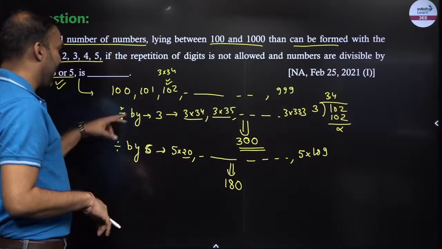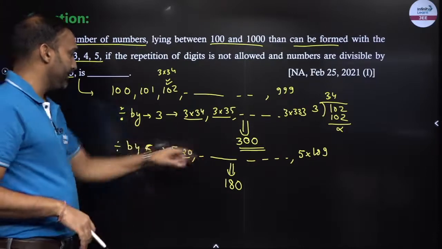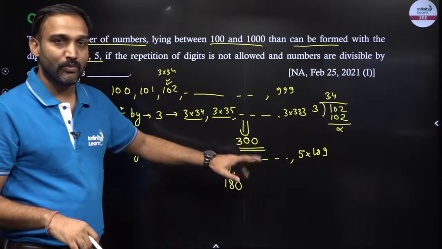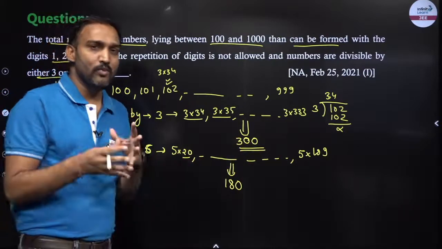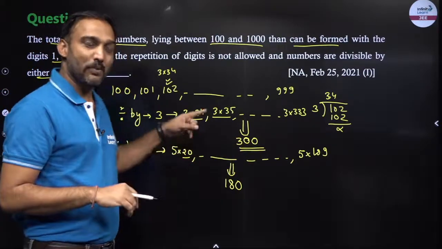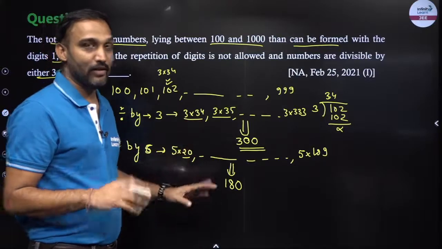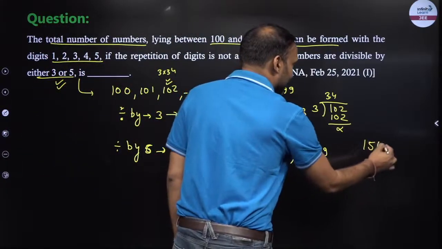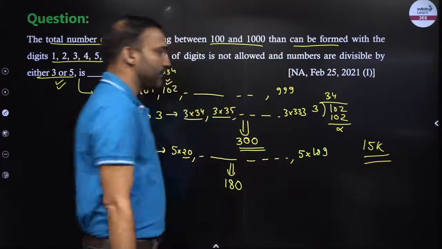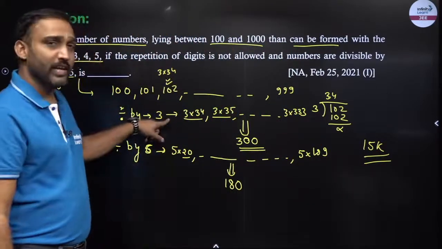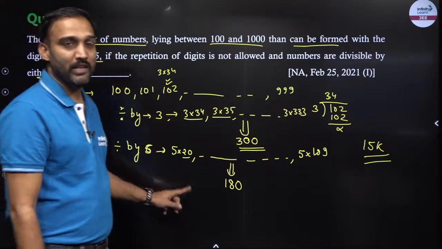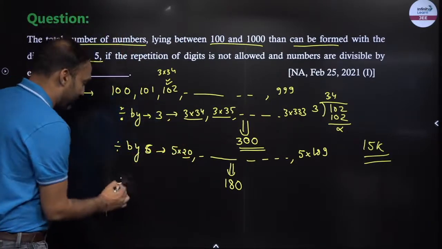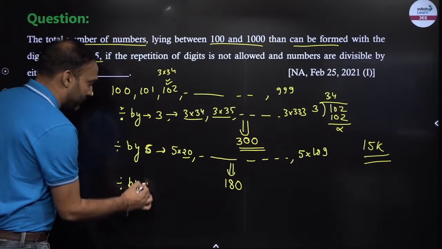Now I have 300 multiples of 3 and 180 multiples of 5. So can I say my answer would be 480? No, because there are a few multiples which are being counted in 3 as well as in 5. For example, a multiple of 15. Any number which is a multiple of 15 is counted in both, so the same number is being counted twice. So I have to find out those numbers first and then subtract.